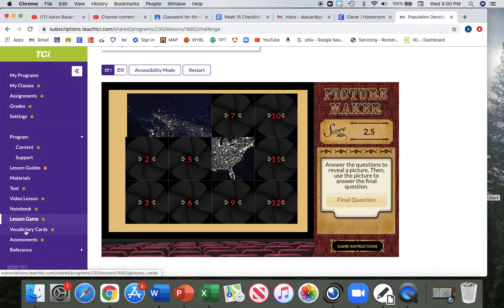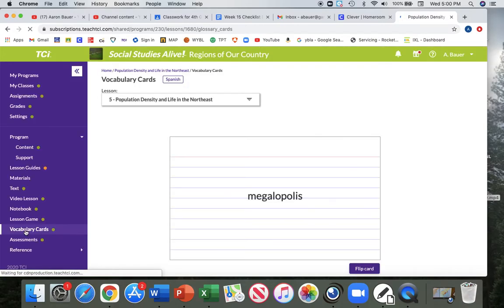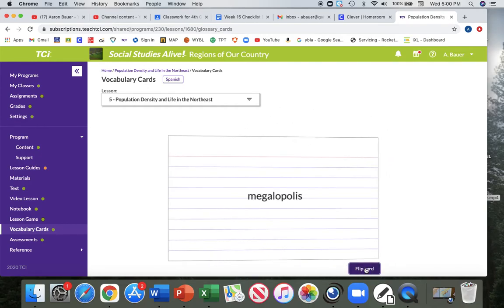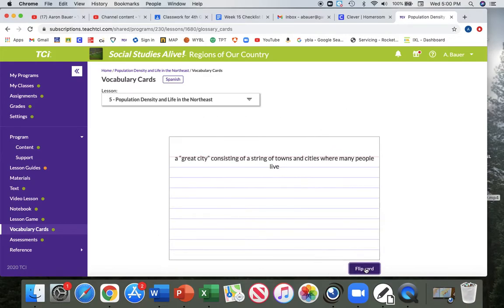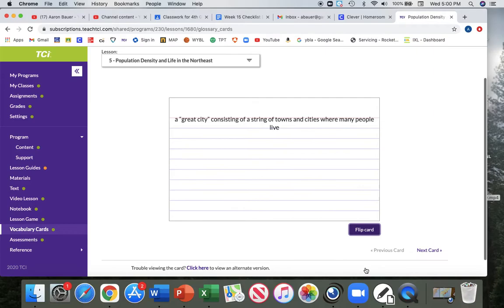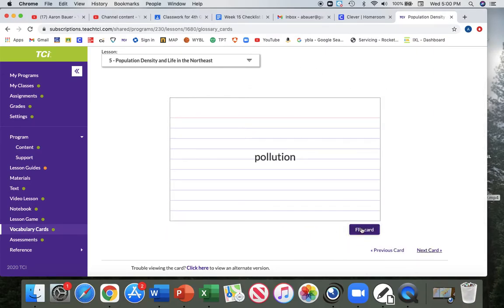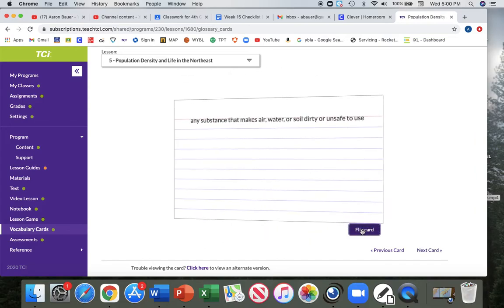Now, when you're done, you can go to this place for the vocabulary cards. And this is what you should work on. We only had 3 of them. And megalopolis is what? A great city consisting of a string of towns. Now, if I had done the cards first, it would have been easy for me to get some of those right on the little game.